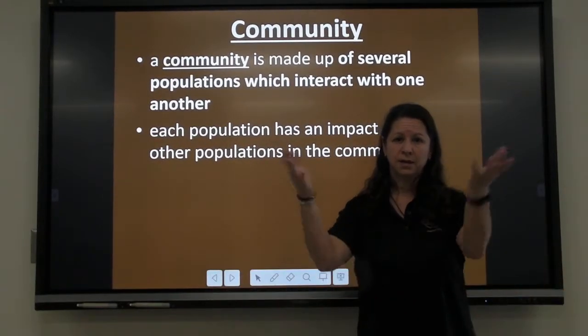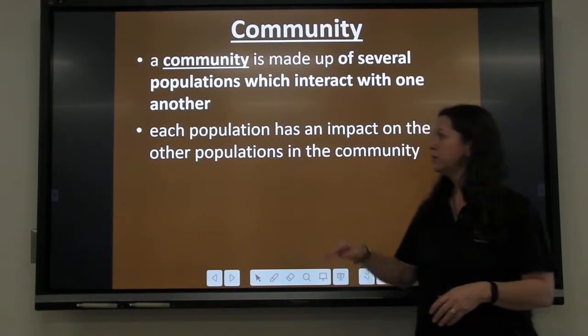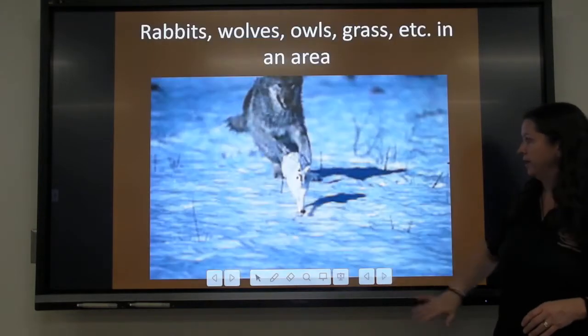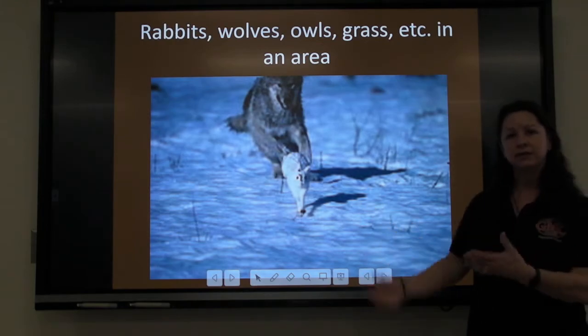Lots and lots of rabbits, lots of predators. Not very many rabbits, fewer predators. So they have an impact on one another. So for example, the rabbits and the wolves and the owls and the grass in a given area.